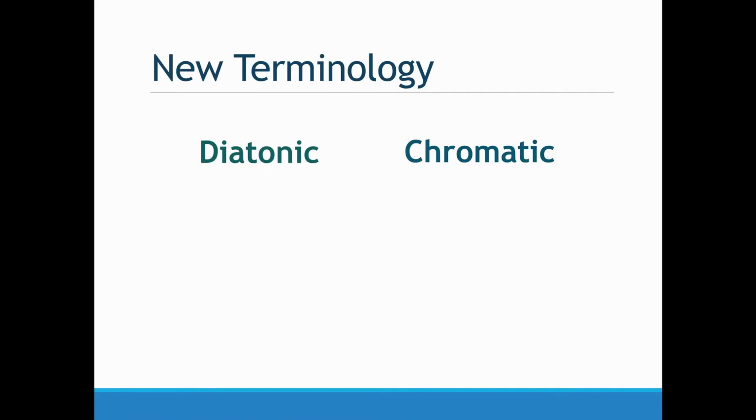I want to introduce some new terminology here, which I think is going to be helpful in our discussion. Throughout this course, I'm going to use the terms diatonic and chromatic. When I use the term diatonic, what I'm saying is that it essentially just uses the accidentals or the notes from the key signature itself. So in other words, we don't have added accidentals in this case.